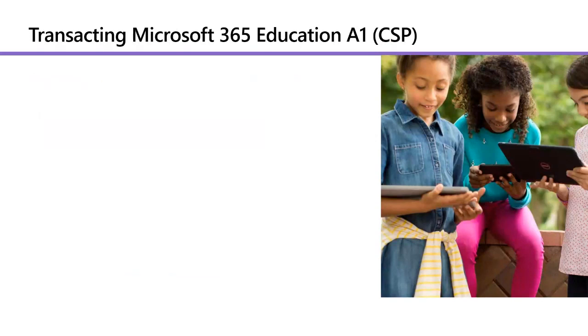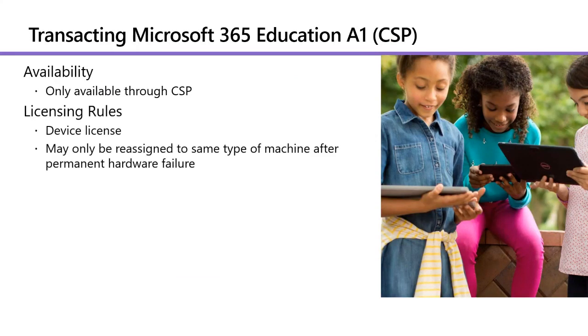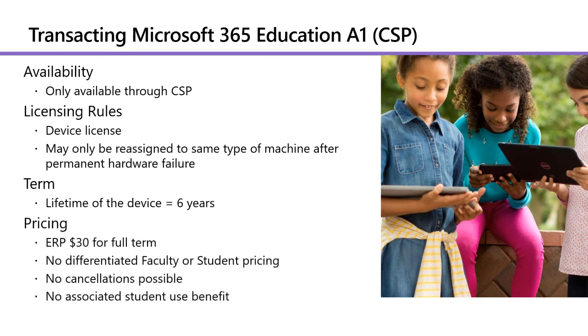So let's look at the information here. Let's just have a review. It's only available through CSP. It's by device, and it can be reassigned to the device. If the device completely dies, that's fine. It can be reapplied to a similar device. It lasts for 6 years, and the ERP is $30, and your CSP distributor will be able to give you a quote for that. There's no differentiated price here, though, for faculty and students, and there's no student use benefit available. Unlike our other CSP licenses where you can chop and change, there's no cancellation. So once you've bought it, it's for 6 years.